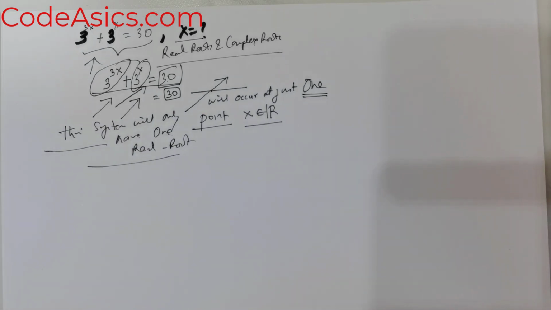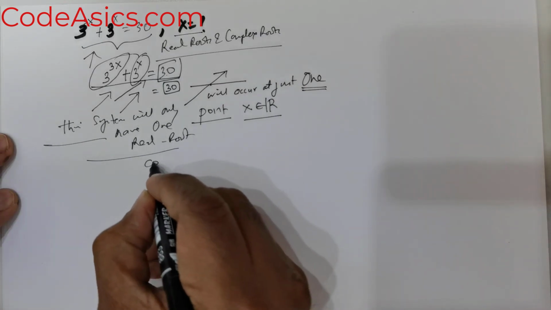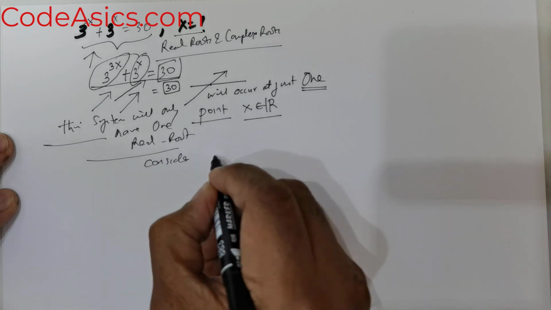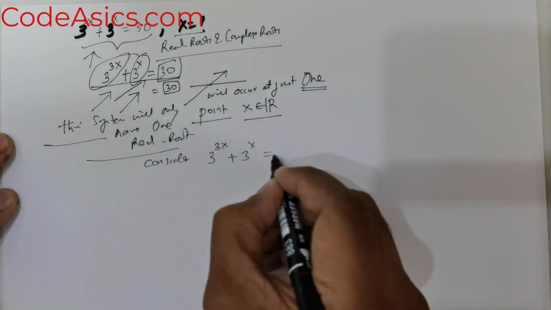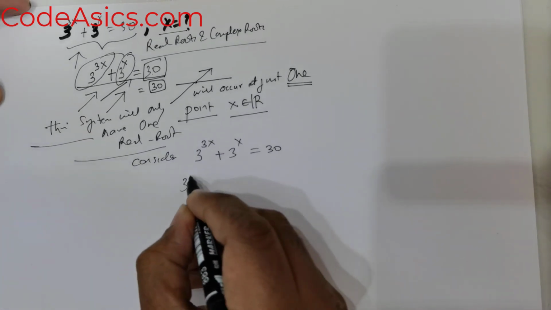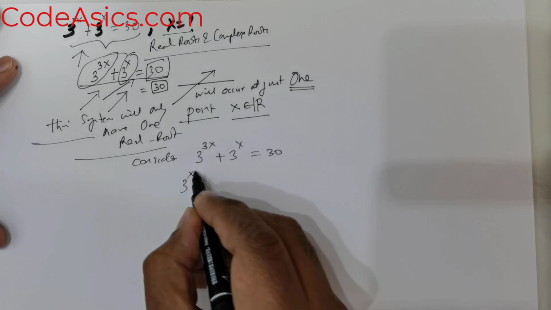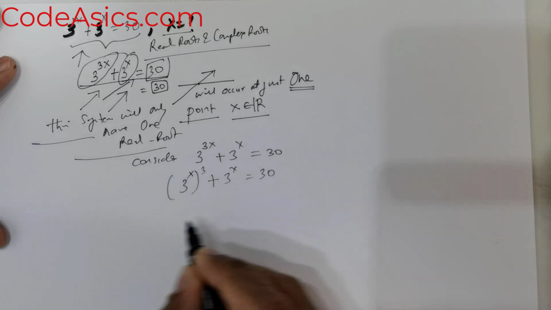And I can show that to you. That real root, I can find it and show it to you. So foremost, I will start off by considering 3 raised to the power of 3x plus 3 raised to the power of x is equal to 30. Then I will rewrite this as 3 raised to the power of x, whole raised to the power of 3, plus 3 raised to the power of x is equal to 30.